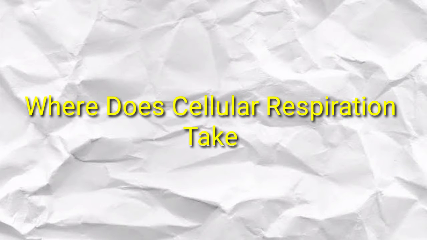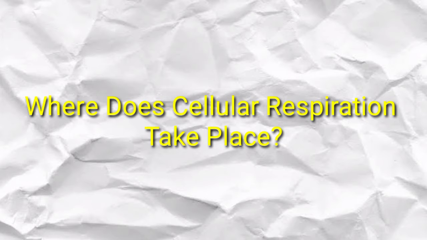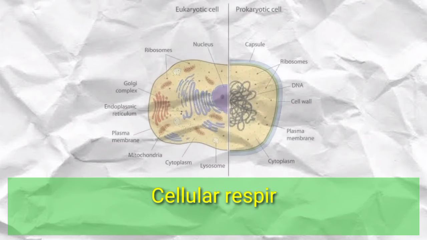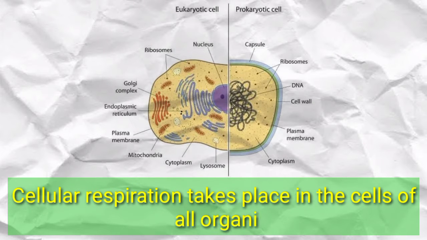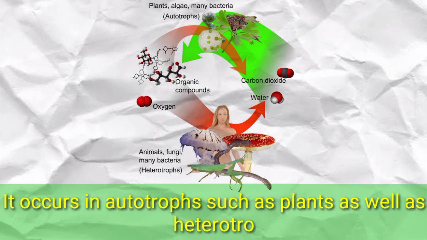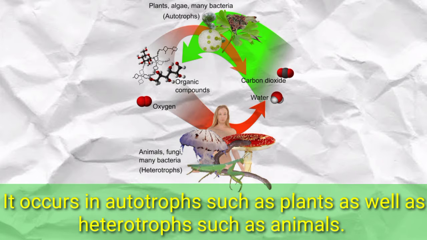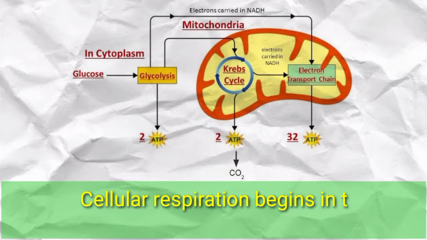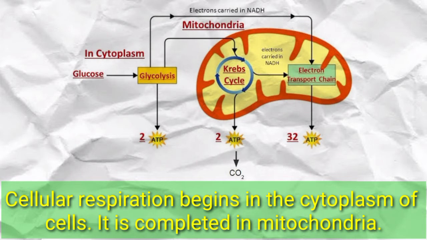Where does cellular respiration take place? Cellular respiration takes place in the cells of all organisms. It occurs in autotrophs such as plants, as well as heterotrophs such as animals. Cellular respiration begins in the cytoplasm of cells. It is completed in mitochondria.